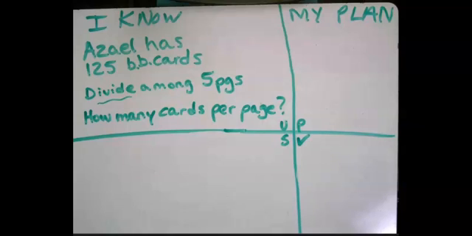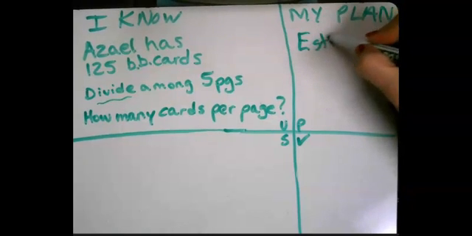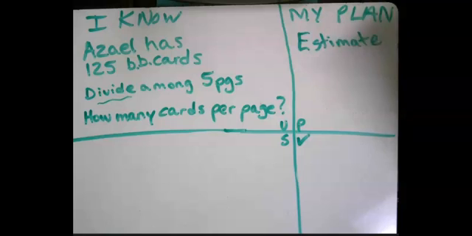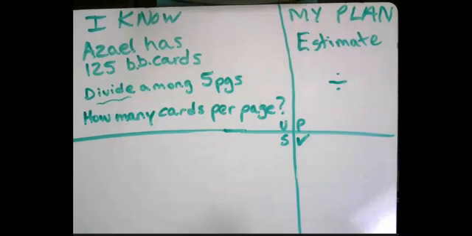Okay, so we know Azael has 125 baseball cards. We know that we need to divide those cards among 5 pages. And the question was, how many cards per page? How many cards will we put on each page of the binder? All right, so our plan. Well, like always, we're going to estimate. And then they tell us what to do. They tell us we're going to divide. Okay?